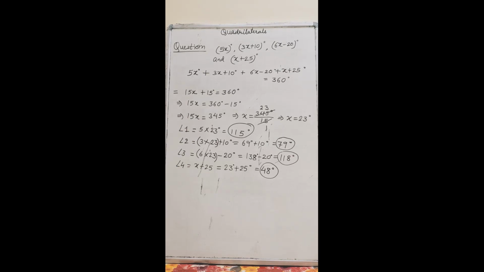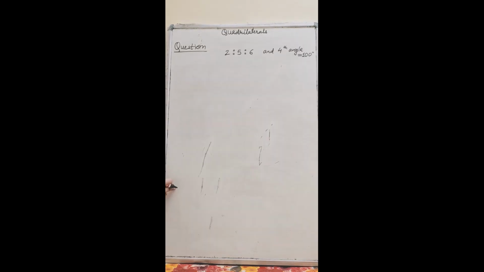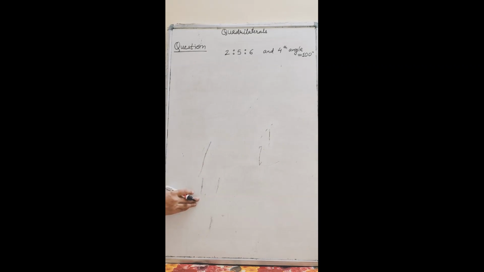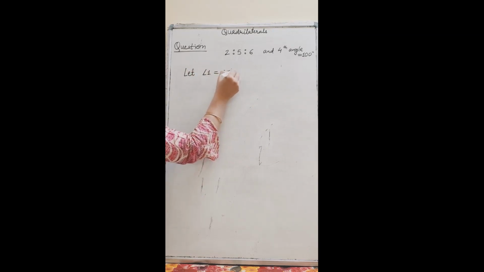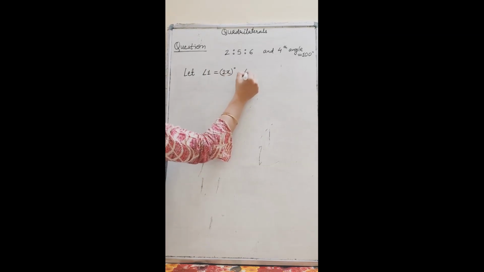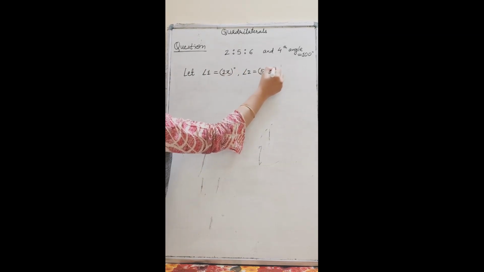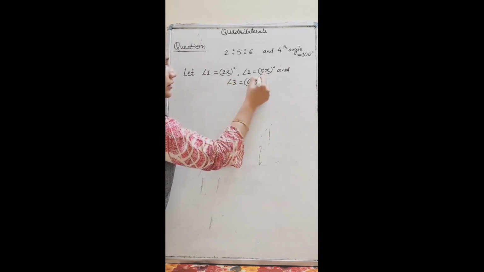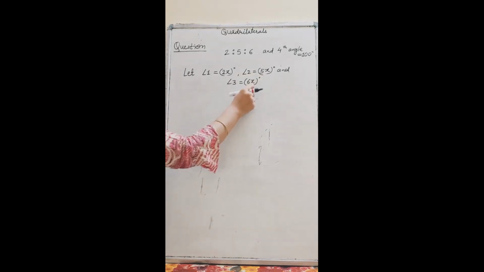Now in this question, three angles are given in the ratio 2:5:6 and the fourth angle is 100 degree. We have to find these three angles in degrees. So we will suppose, let the first angle be equal to 2x degree, the second angle equal to 5x degree and the third angle equal to 6x degree. X is common in all and we have supposed it as a common variable.